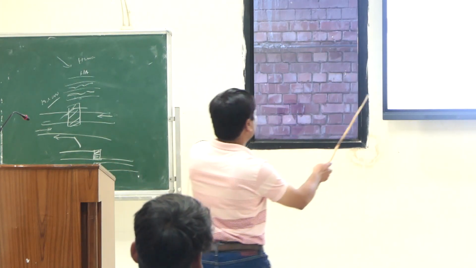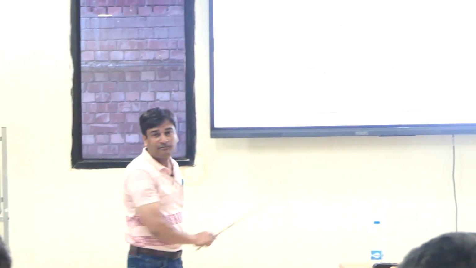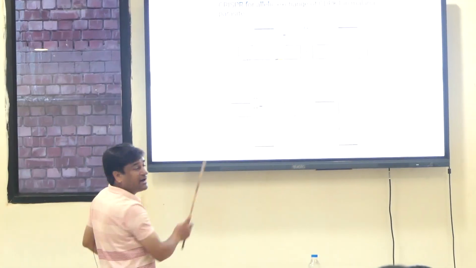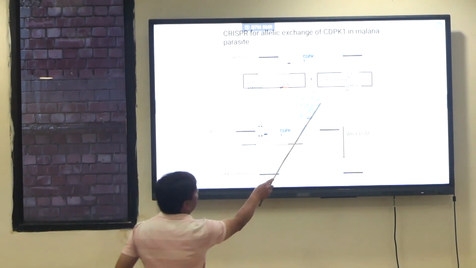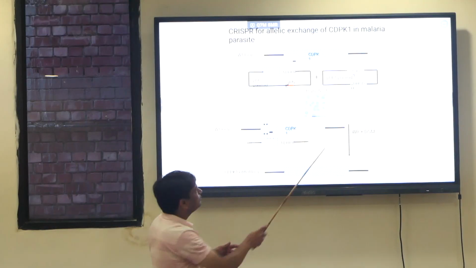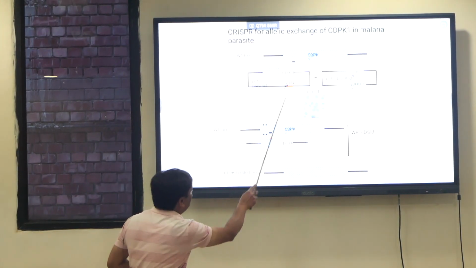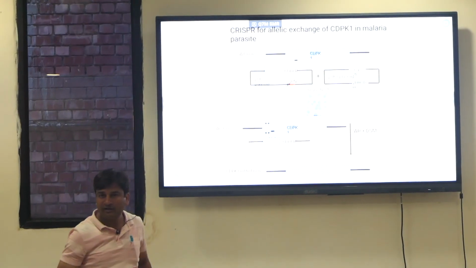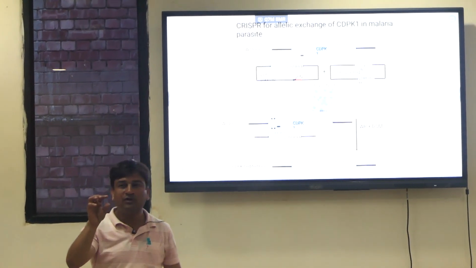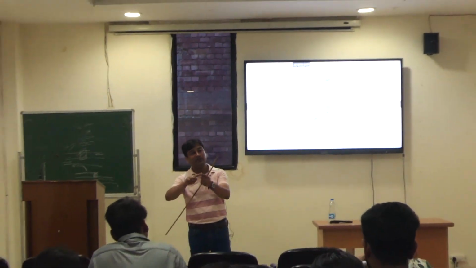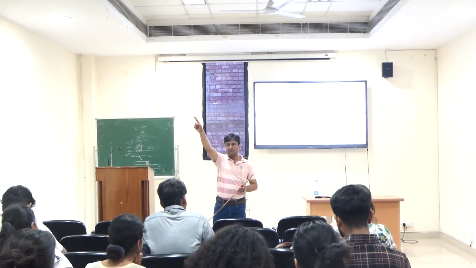Okay, so if you focus here, let's say I want to modify this locus, CDPK1. What do I need to have? I need a plasmid that will express Cas9. This is going to express the Cas9. I need a second plasmid which will express the sgRNA. Why sgRNA? Because I need a sequence, the sgRNA sequence, which specifically targets my Cas9 to the CDPK1 locus.